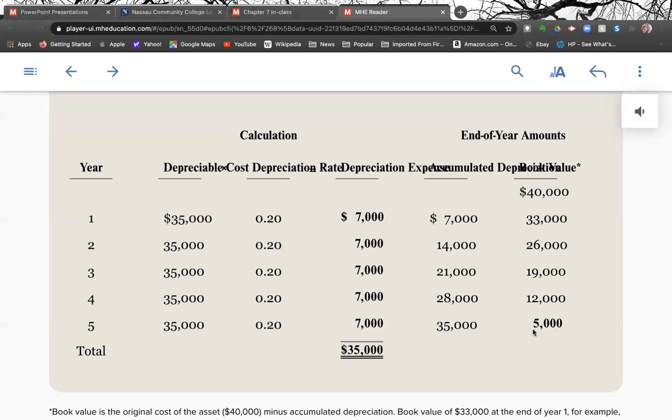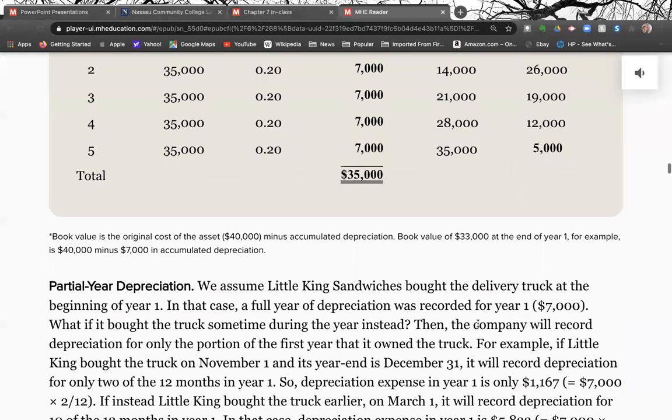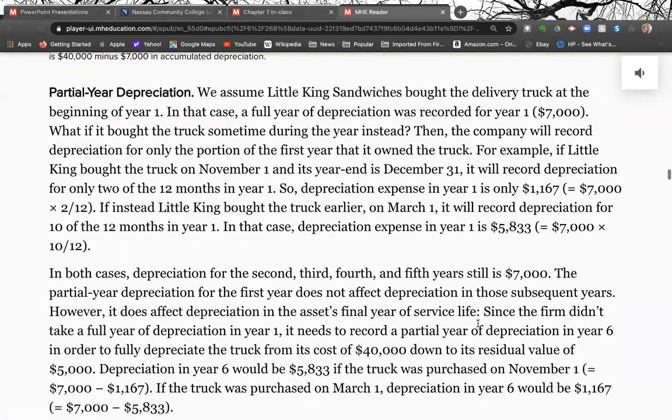Another way to look at it, if you take the book value at the end and add the accumulated depreciation, it should come out to the original cost. 5 plus 35 is 40. That's straight line.